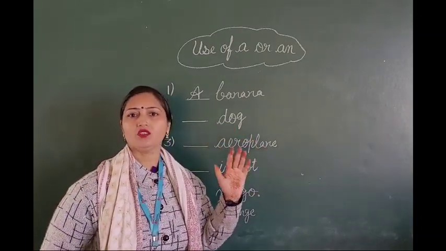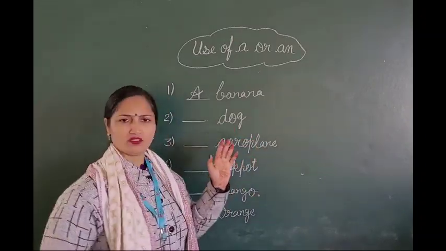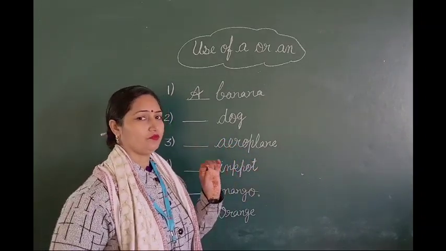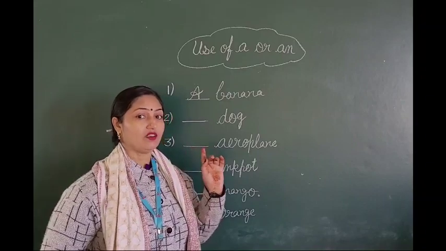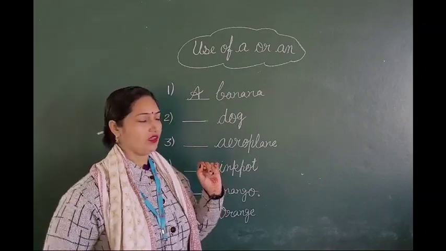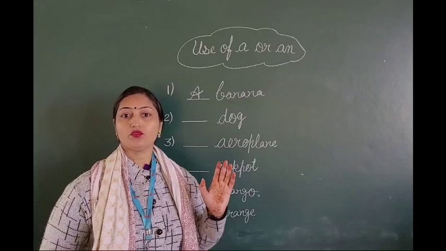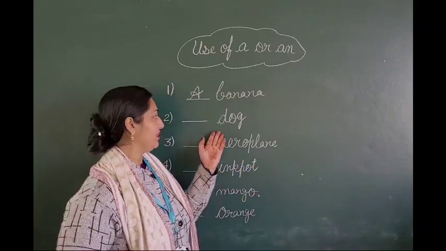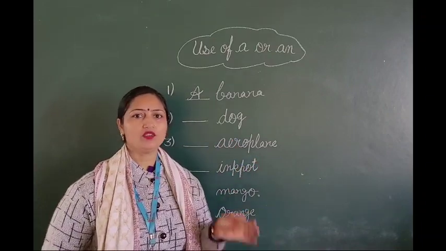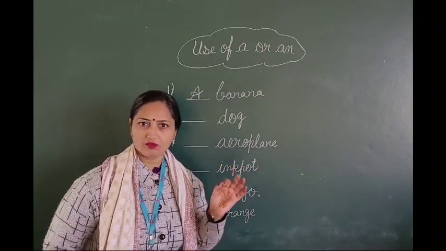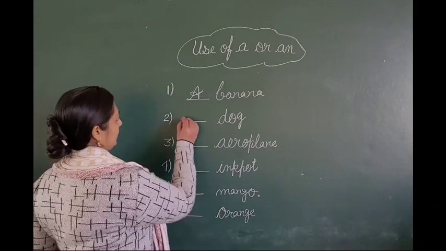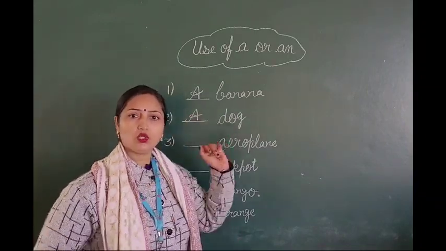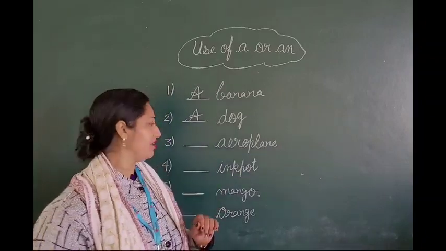Next one is D-O-G, dog. And is D a vowel? Yes or no? Tell me fast. No, it's a consonant. So we use A before a consonant, and D is a consonant, so we use A before D. A dog.